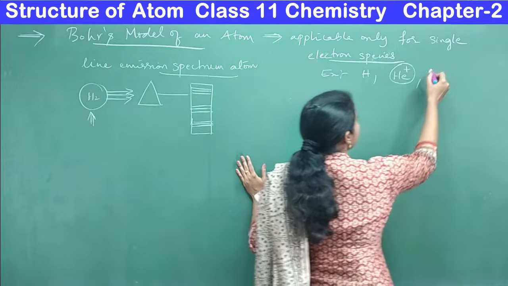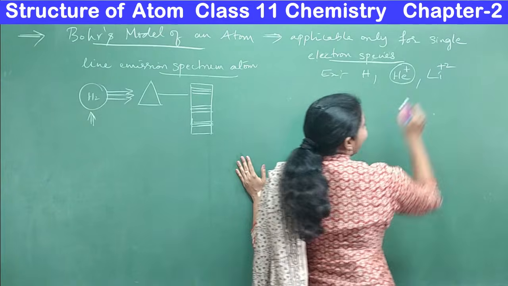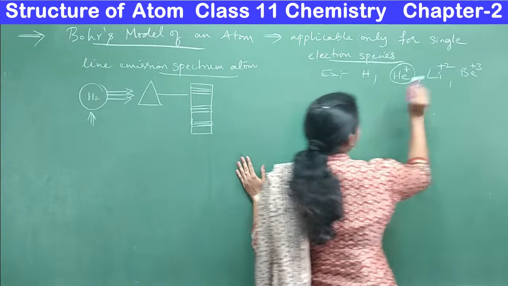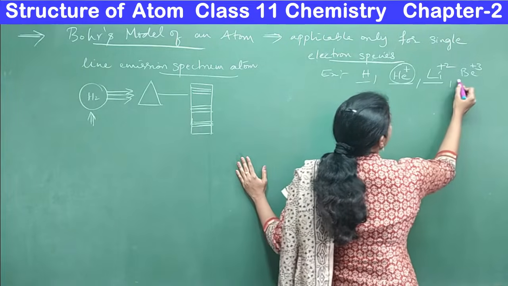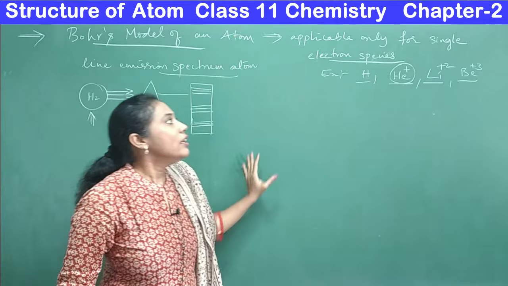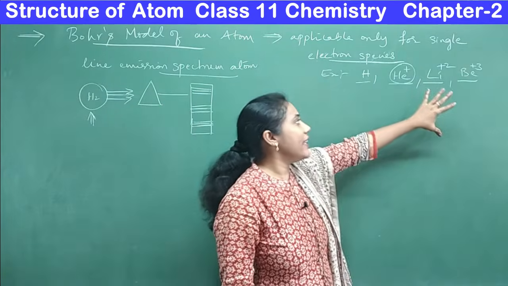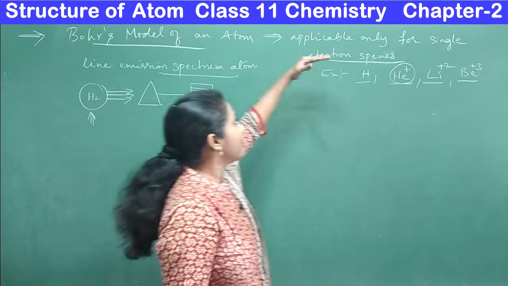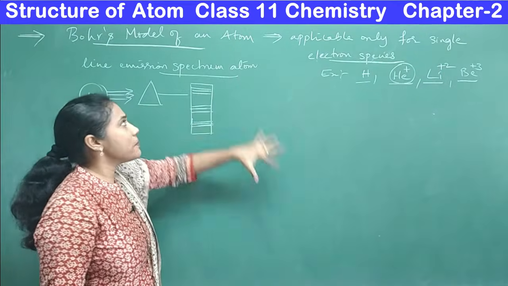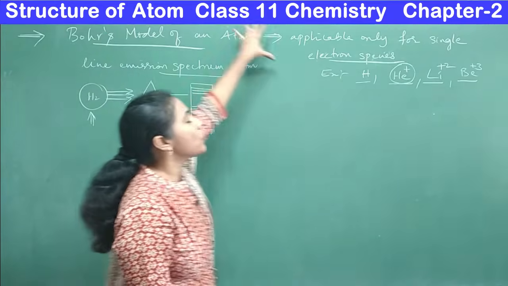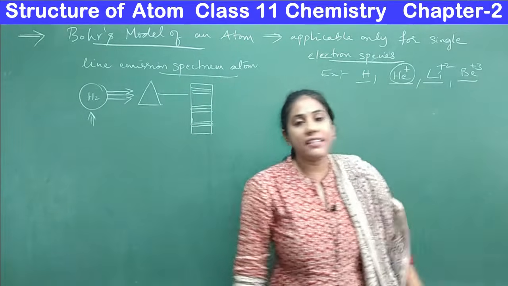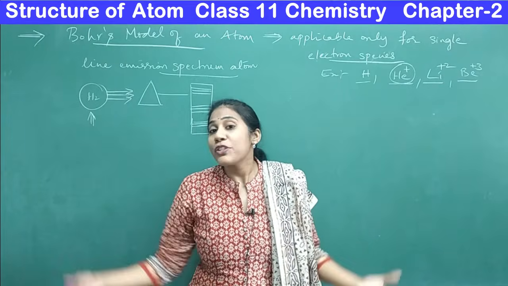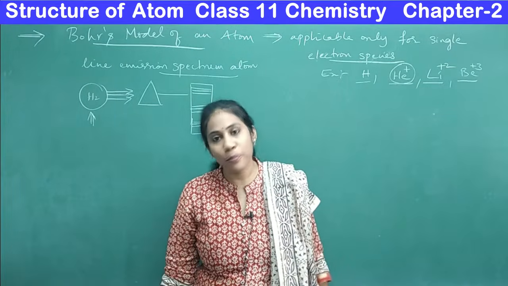Not only helium plus, I can also give Li plus 2. Okay. So I can also say Be plus 3. That's it. So these are single electron species. Any ion or atom with a single electron, the maximum possibility is these things. So they are the best example for single electron species, and our Bohr's theory is only applicable for these, not for any atom, not for any molecule. Okay, so this is the greatest limitation of Bohr's theory.